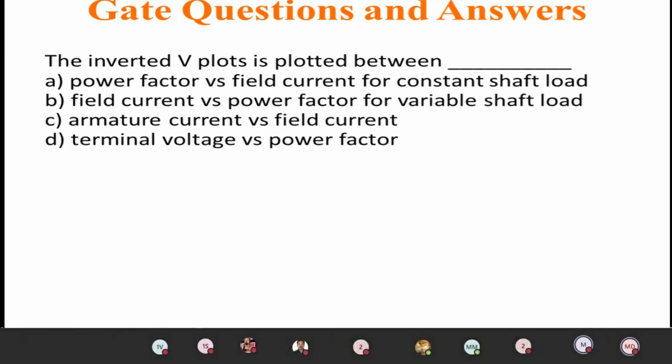Inverted V plot between power factor versus field current for constant shaft load, field current versus power factor for variable shaft load, armature current versus field current, terminal voltage versus power factor. Ultimately, the option is A, power factor versus field current for constant shaft load.